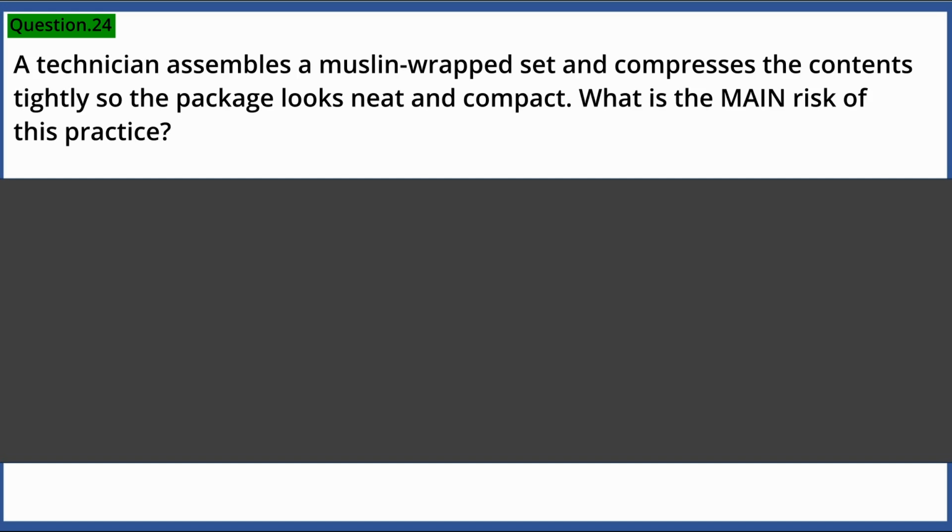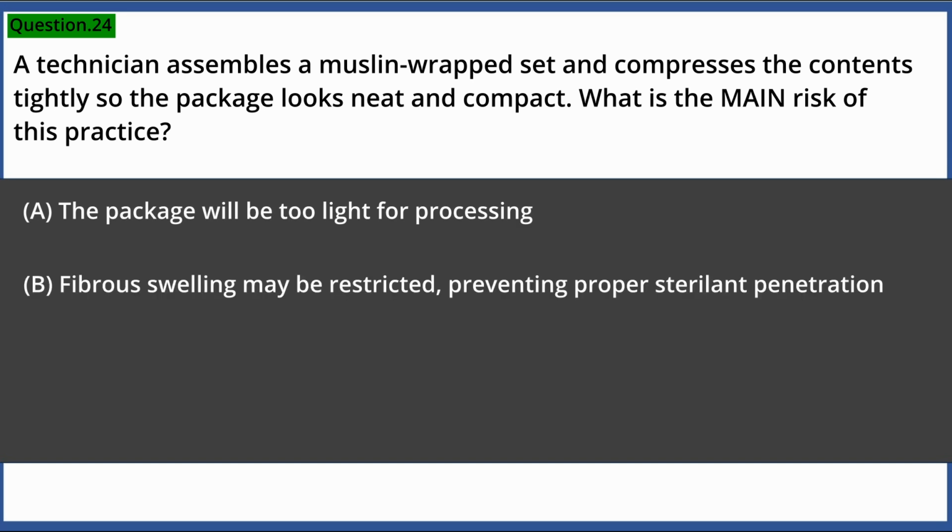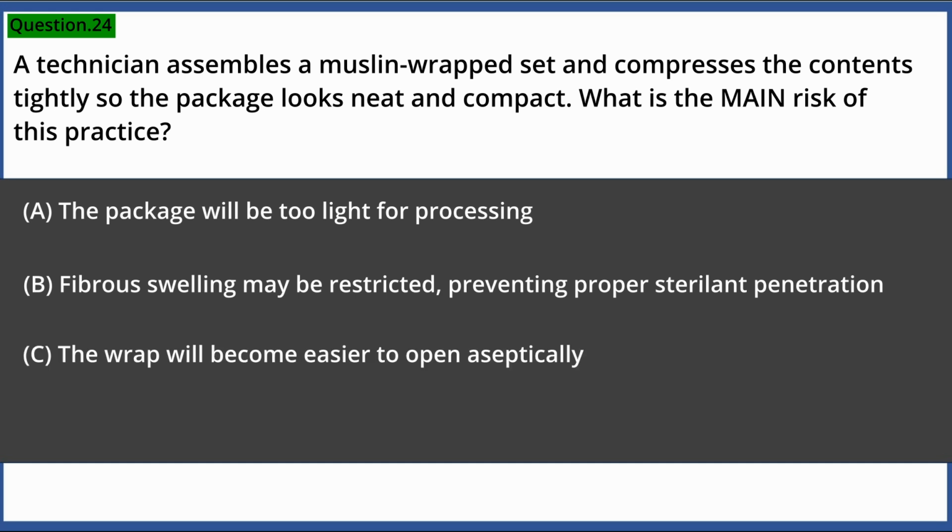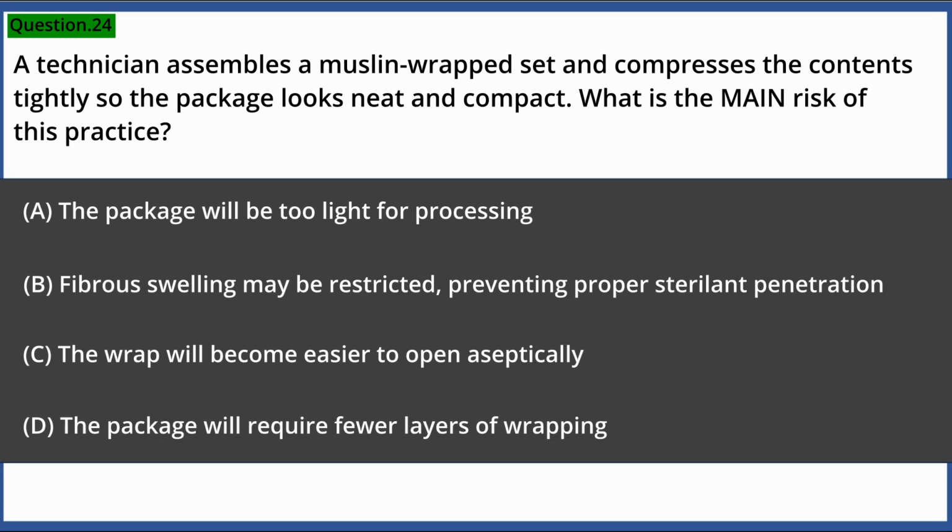A technician assembles a muslin-wrapped set and compresses the contents tightly so the package looks neat and compact. What is the main risk of this practice? A. The package will be too light for processing. B. Fibrous swelling may be restricted, preventing proper sterilant penetration. C. The wrap will become easier to open aseptically. D. The package will require fewer layers of wrapping. Answer. B. Fibrous swelling may be restricted, preventing proper sterilant penetration.